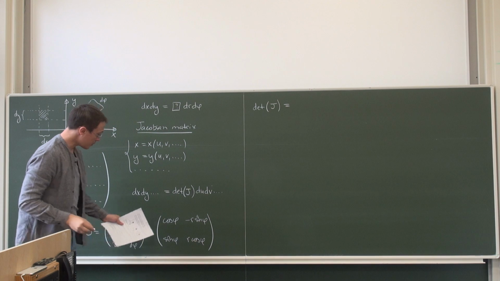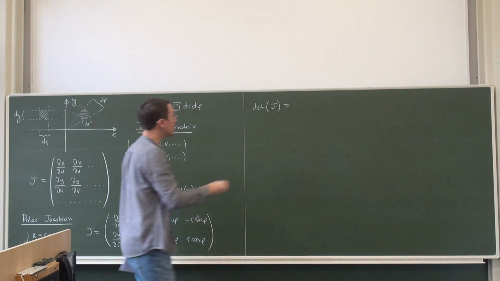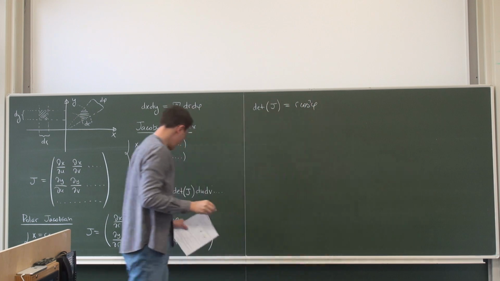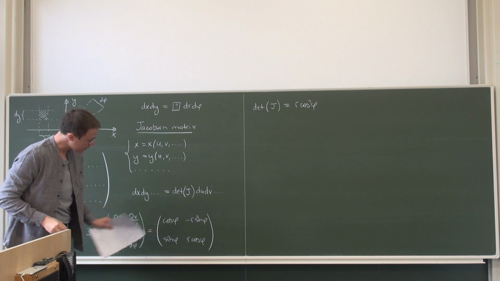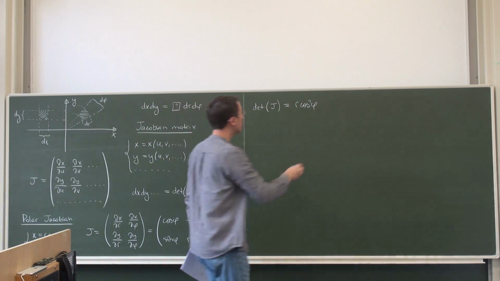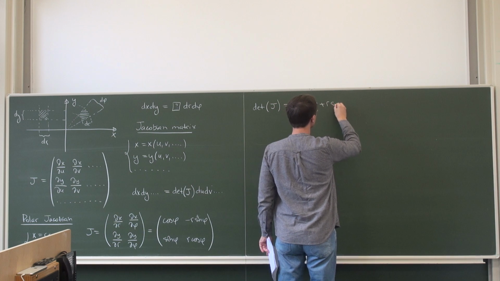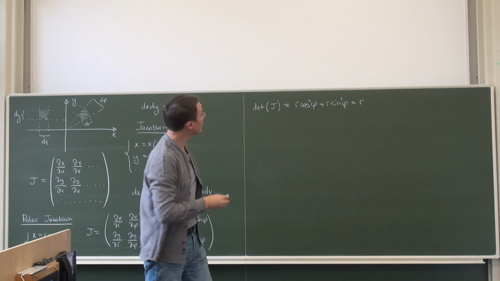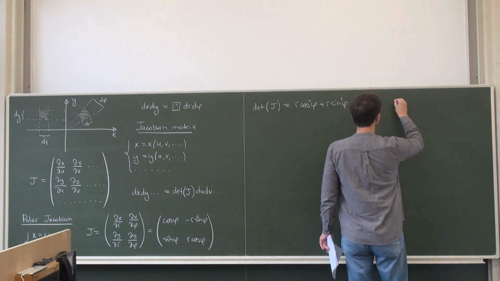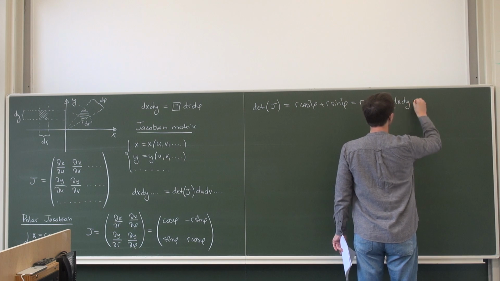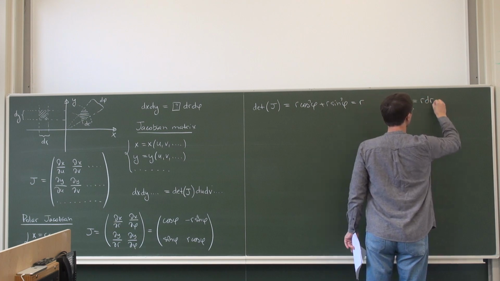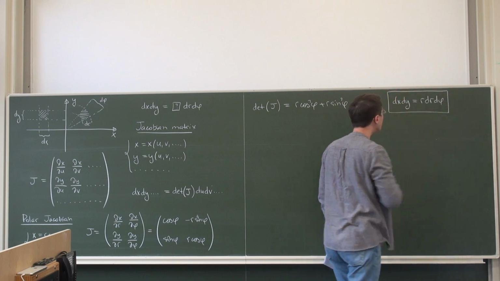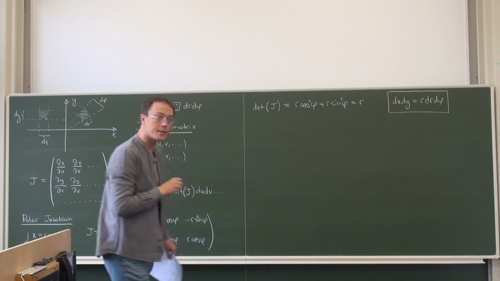Well, the standard product are cosine squared phi, and then minus because of that are sine squared phi, plus r. Therefore just r. And so we conclude that in polar coordinates, dx dy is r dr d phi. This is very important, and I need you to never forget this.